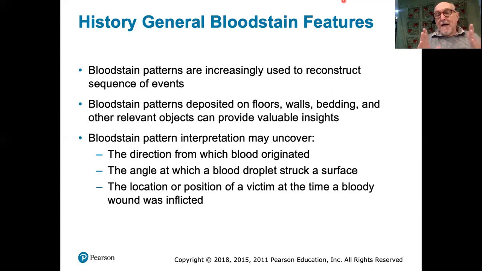They can tell us, if we, for example, look at a surface with blood spatter on it, those droplets can be analyzed to tell us the angle at which a blood droplet struck a surface. And by working backwards, we can actually get an idea about the location or the position of the source of the blood, the victim, at the time that that wound was inflicted.